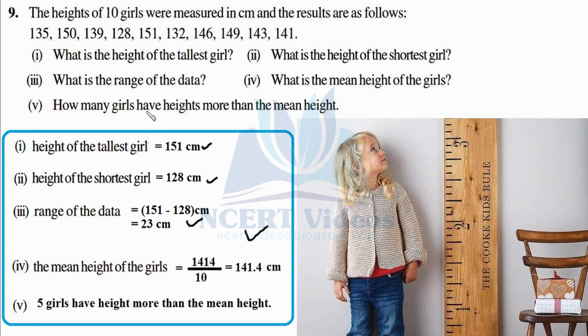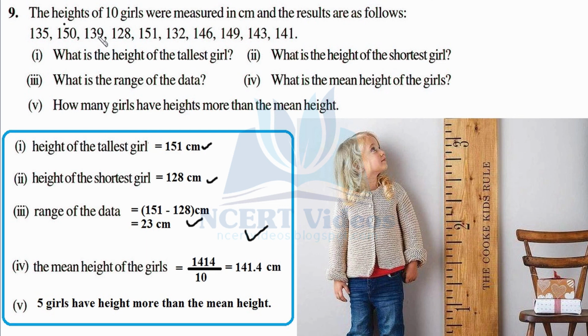Now the last question, how many girls have heights more than the mean height? Well, it is very similar to the last part of the previous question. Now we have to compare this height with each measurement. Whichever is more, we have to mark that and count them. So 141.4. Well, this is not. This is, yes, this is. We marked it with a dot.